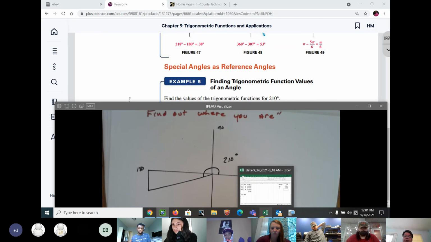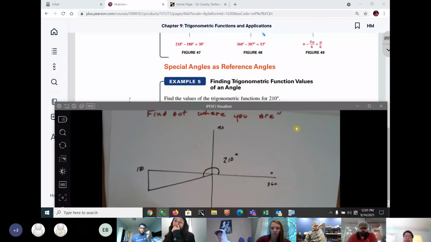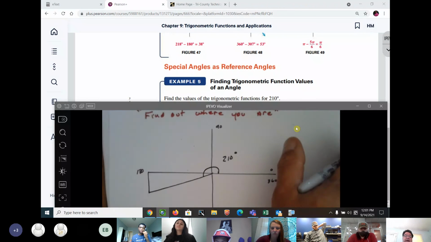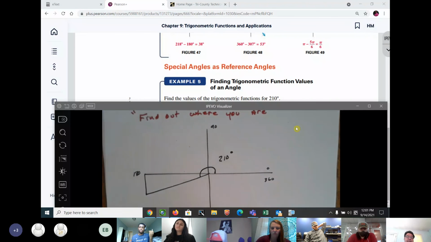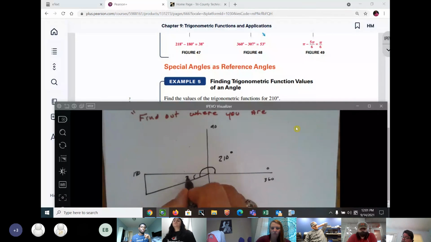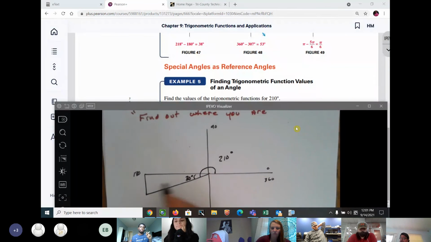What is 210 degrees? I was hoping somebody would see it right here and say it out loud. It's in the third quadrant. 180 plus what? 30. I want you to find me the sine, cosine, and tangent of that 30-degree angle.